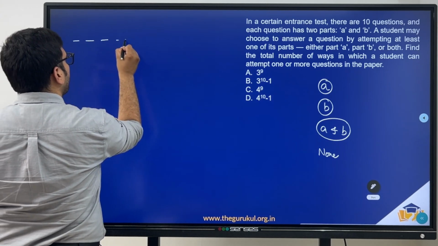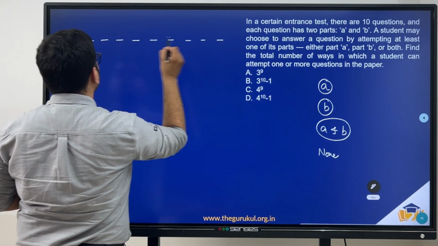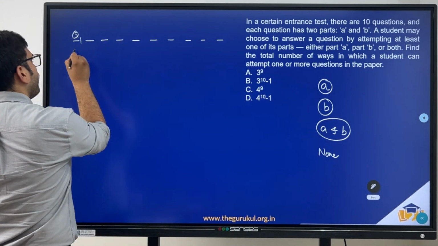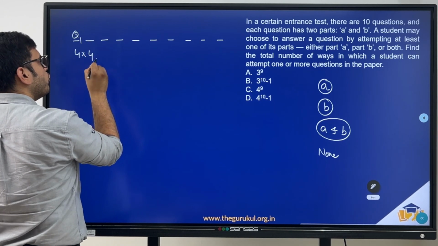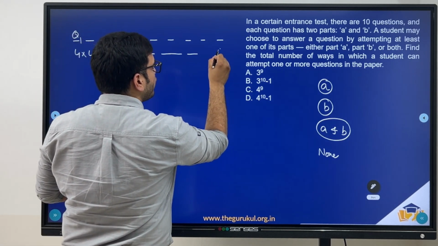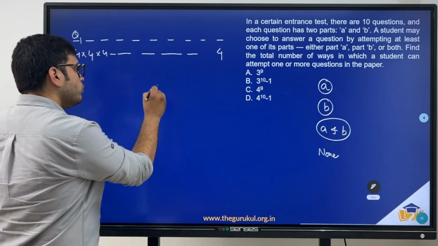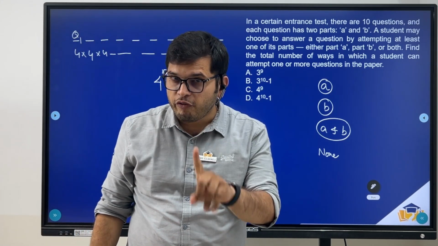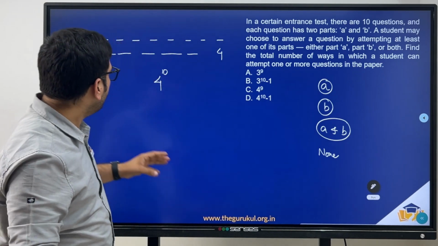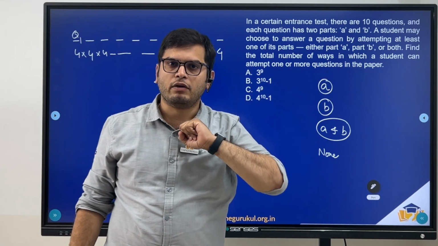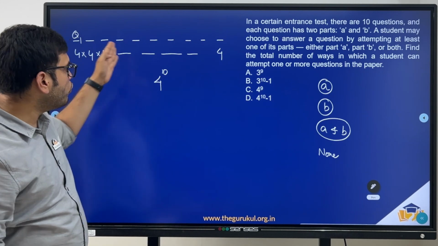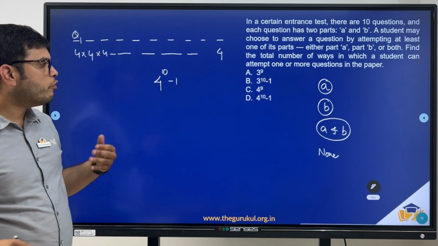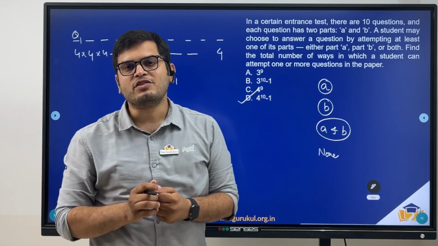1, 2, 3, 4, 5, 6, 7, 8, 9, 10. Coming to question number 1, the student has 4 choices, times 4 choices for question number 2, 4 choices for question number 3, and so on till question number 10, 4 choices. So there will be 4 power 10 possibilities, out of which there is only one case where a student is not attempting any of these 10 questions. So we need to subtract that one case. So 4 power 10 minus 1 should be the answer to this question.